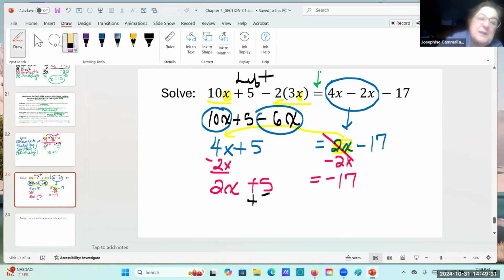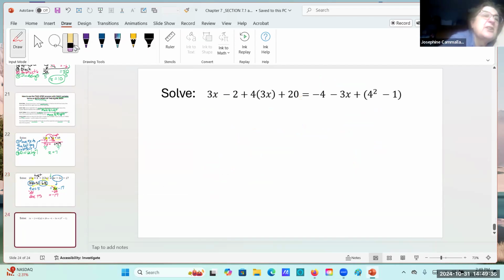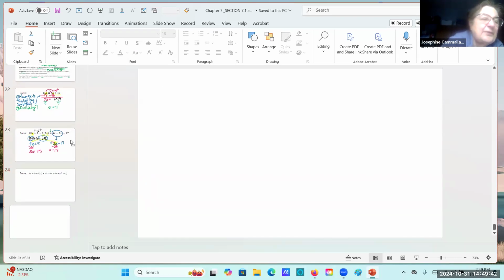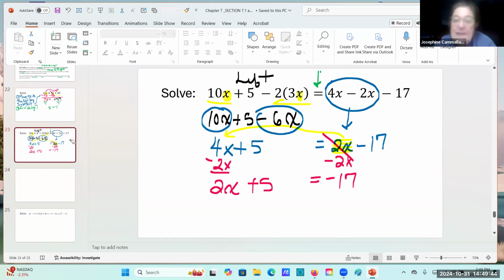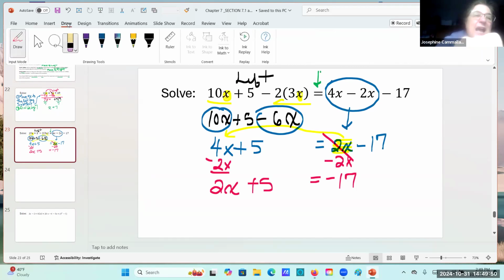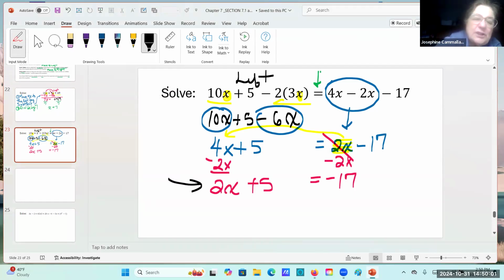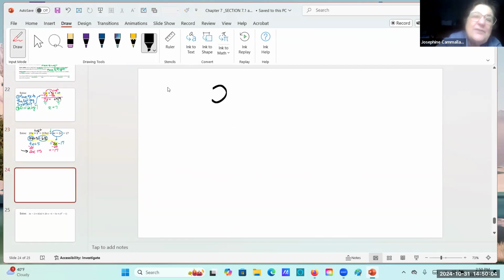Now, I'm going to introduce a slide here because I'm writing too big. Now we have this equation. The first thing I'm going to do is go to my next slide and rewrite this equation. So right here, I have 2x plus 5 is equal to negative 17.